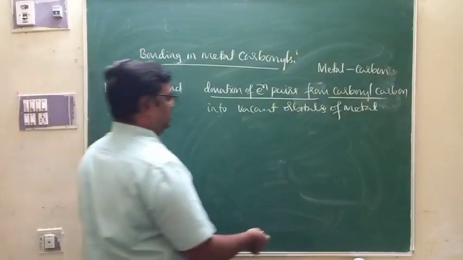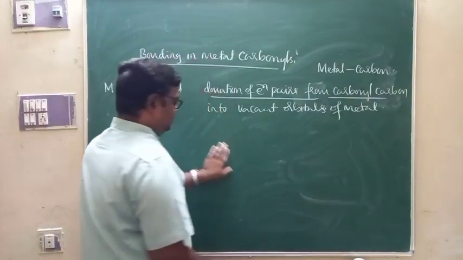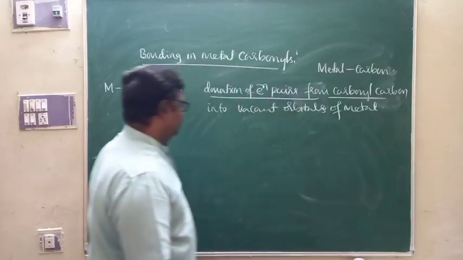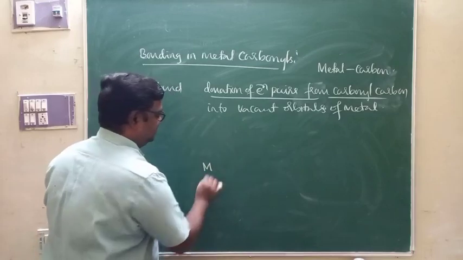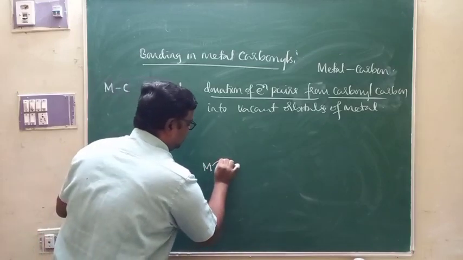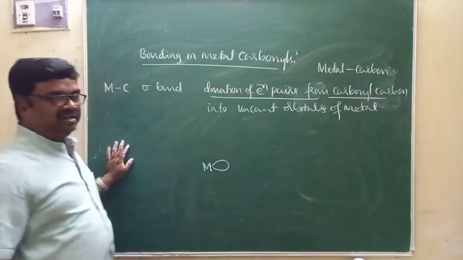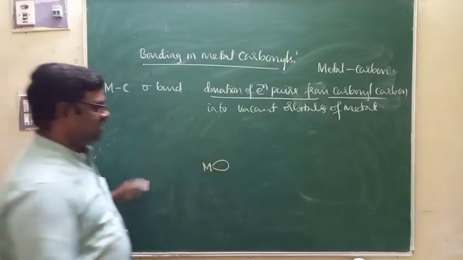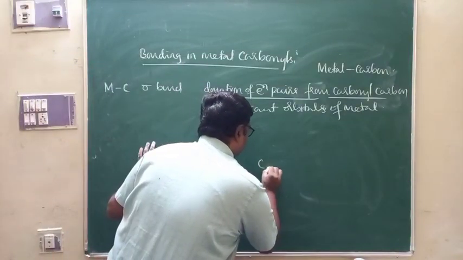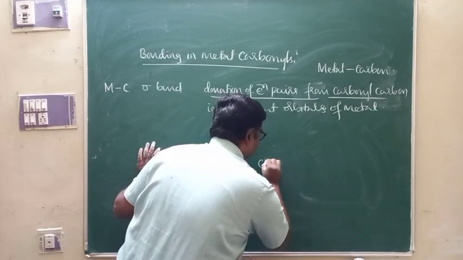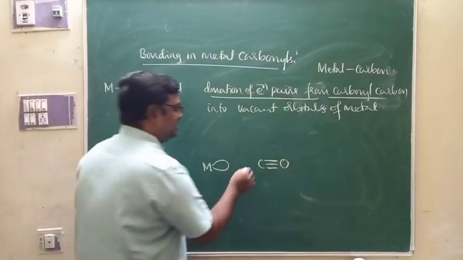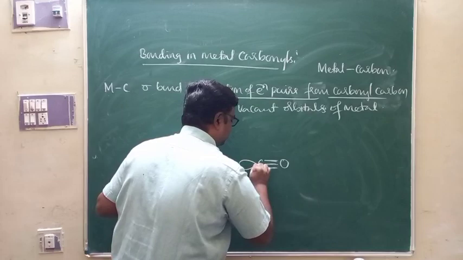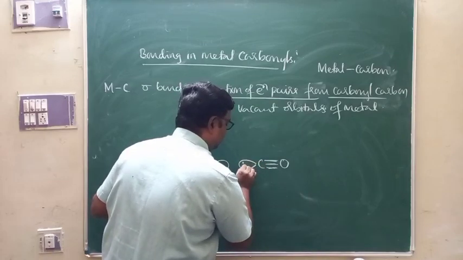Let me show you that here. As far as the diagram of this particular metal carbonyl bonding is concerned, look at this. If I say this is metal, metal is characterized by vacant orbitals. Let me represent vacant orbital like this. As far as carbon monoxide is concerned, you can find a triple bond between carbon and oxygen. This is carbon monoxide, and this is characterized by orbitals containing lone pair of electrons.